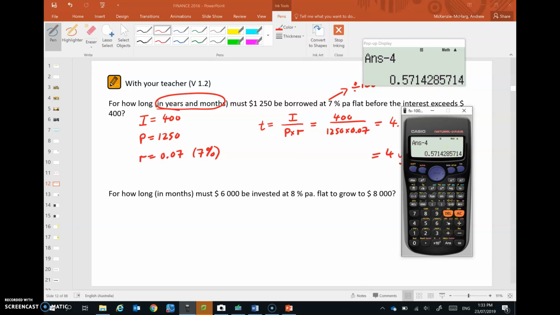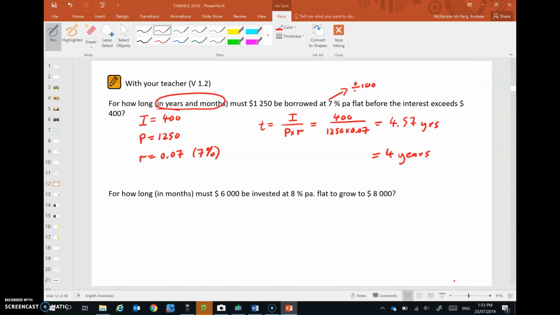To turn that from years to months, we're going to multiply that by 12. So to the nearest month, that's 7 months. We'll say 4 years, 7 months. So that's how I like to convert years into months when there's a decimal involved. You might want to pause the video and try the next one, then I'll have a go at it.